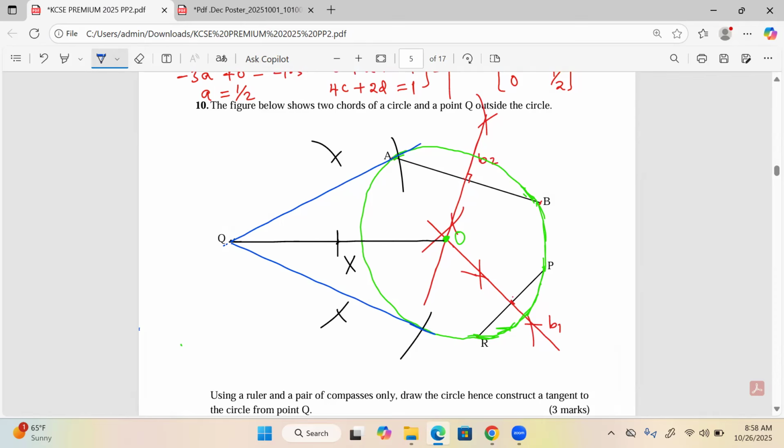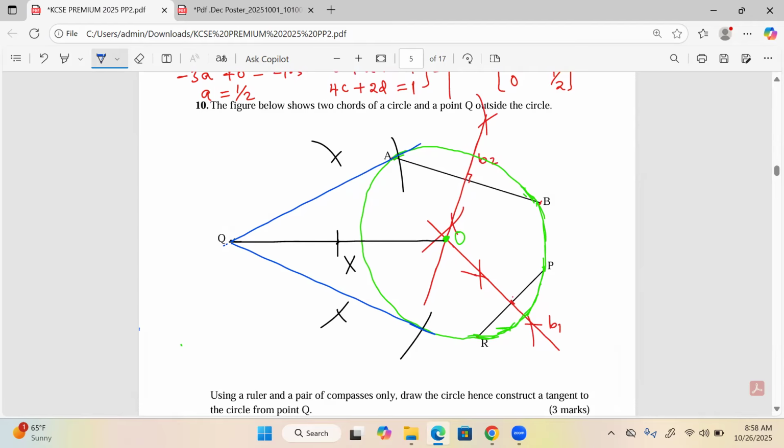See? So now we are having tangents. We just needed one, but when you construct even the second one, there is no problem. So now the tangent is already drawn, or the tangents like that.